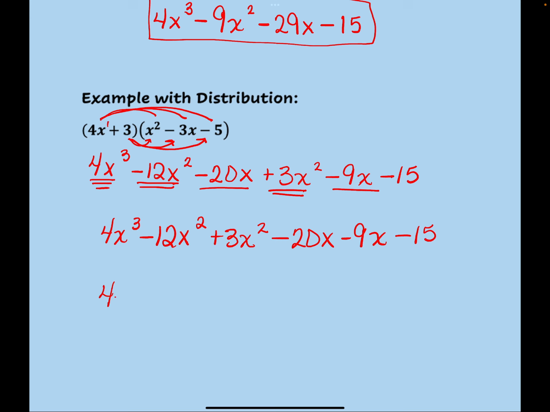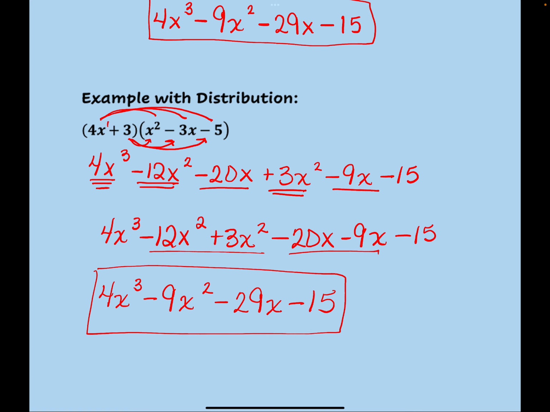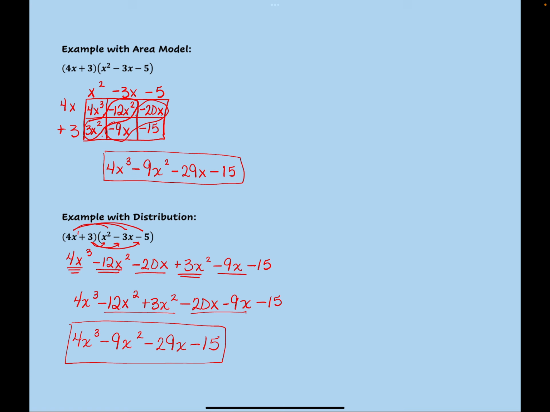So simplifying that by combining like terms, negative 12 plus 3 is negative 9, and then x squared. Negative 20 and negative 9 is negative 29x, and then minus 15. Okay, again, coming up with that same solution, that same expression. It just depends on which way you prefer to look at and organize that information. All right, so let's go on to one more.